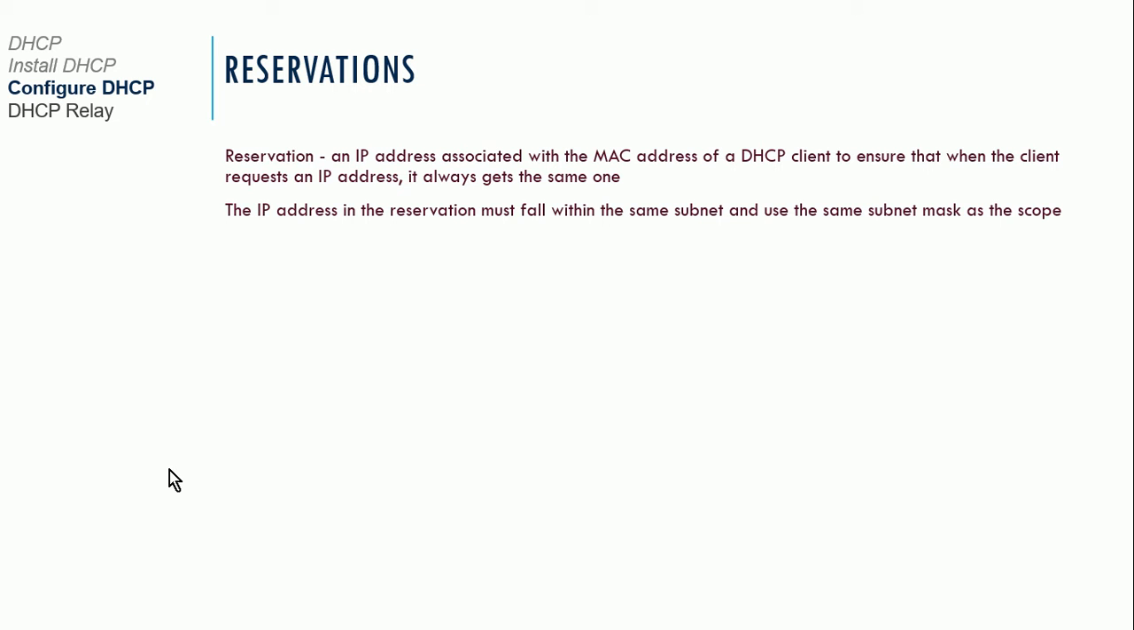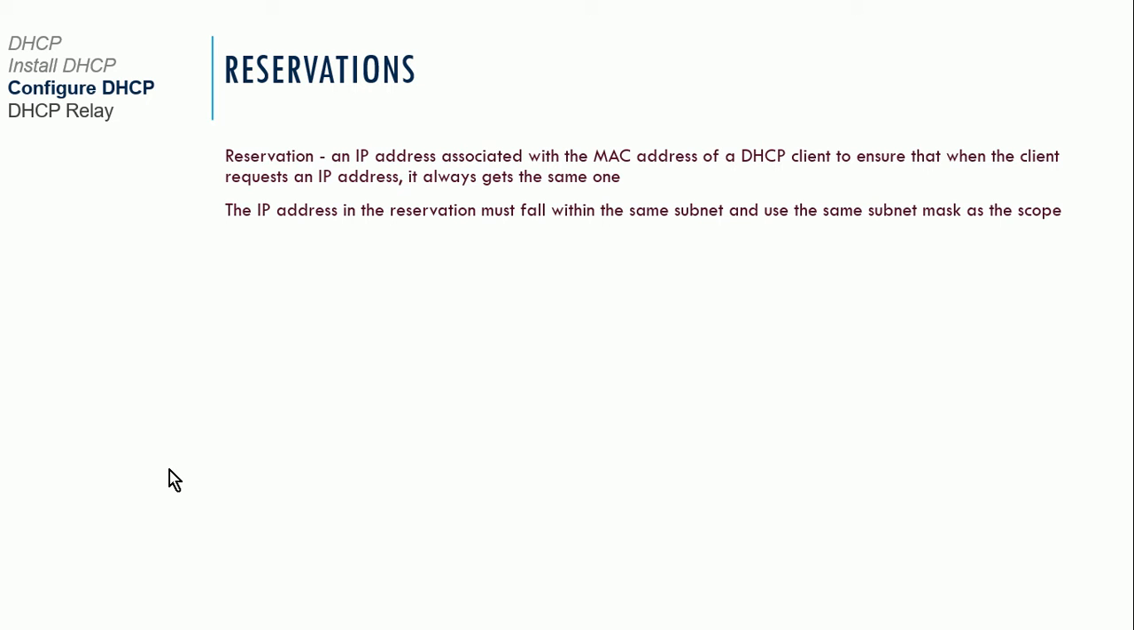You can't create a reservation in an excluded IP address. Some people make the mistake of thinking, well, I'll exclude the top 50 addresses because I know I'm going to do those statically, and then they try to make a reservation for those and it doesn't work because it's outside the scope. So you kind of have to decide how you're going to do this, whether you're going to assign addresses statically or if you're going to make reservations.